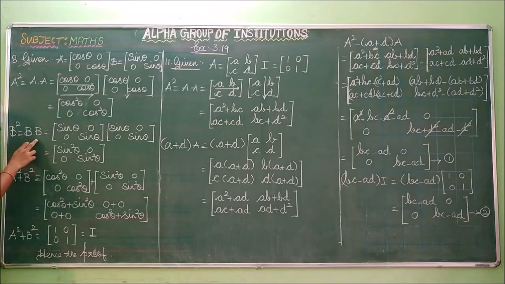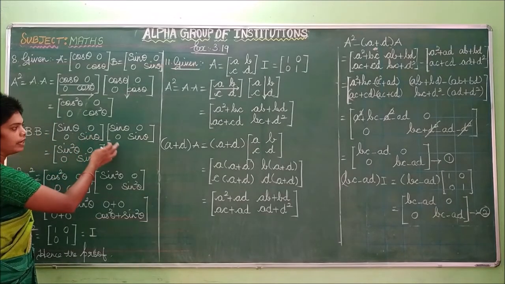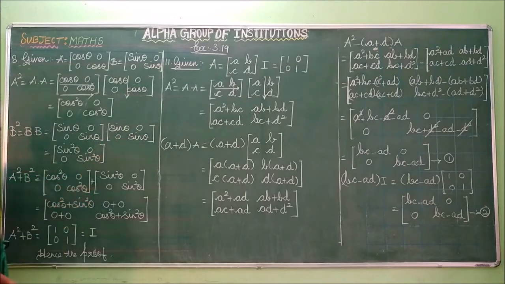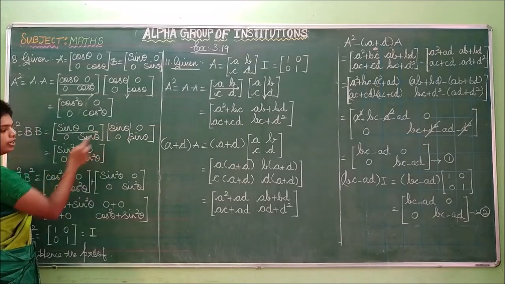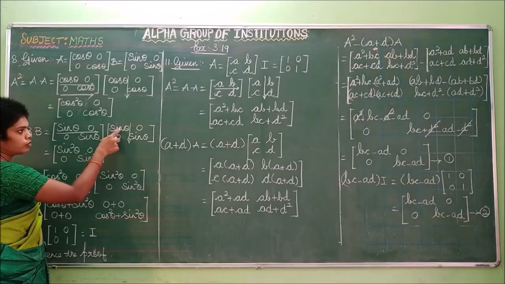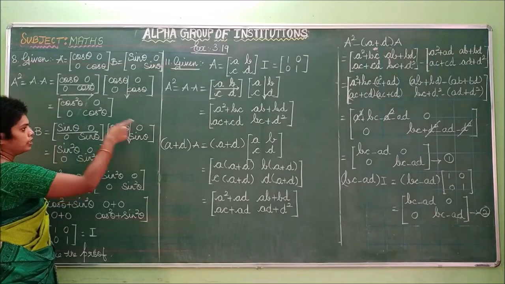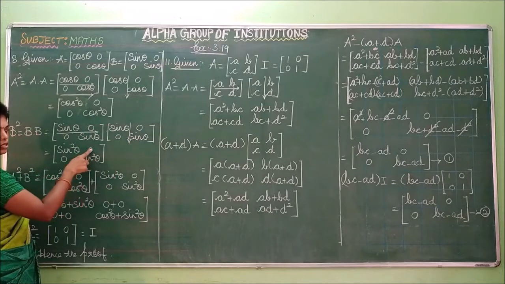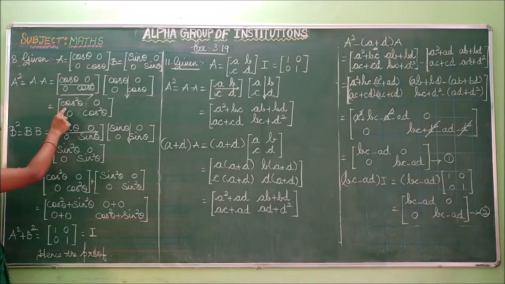Here B squared is equal to B into B. Our B value is sin theta 0, 0 sin theta. Again take the B value, sin theta 0, 0 sin theta. So first row into first column: sin theta into sin theta, sin square theta plus 0 into 0 is 0. Then sin theta into 0 is 0, 0 into sin theta is also 0, and sin theta into sin theta is sin square theta. So our A squared is cos squared theta 0, 0 cos squared theta, and B squared is sin squared theta 0, 0 sin squared theta.